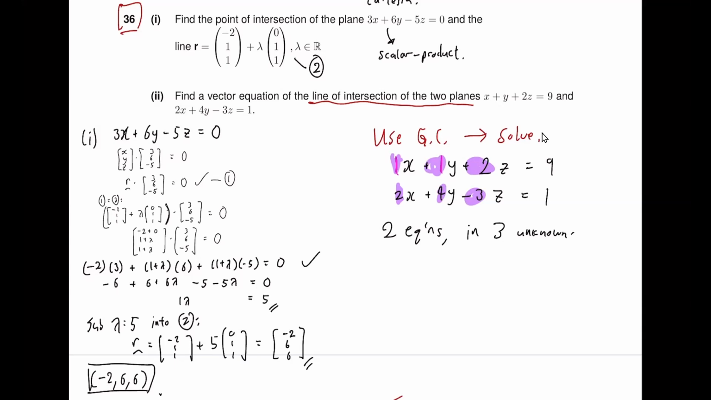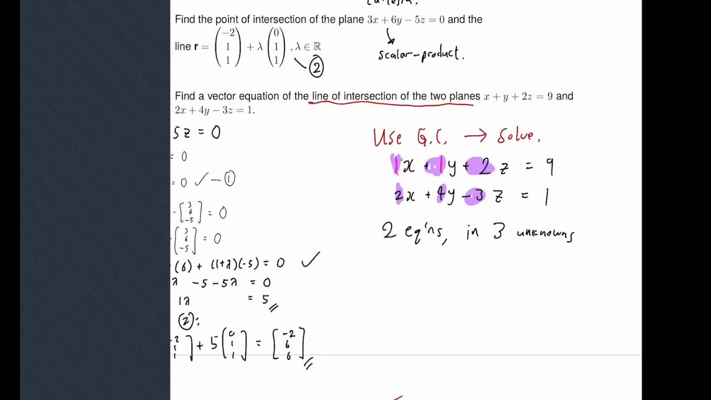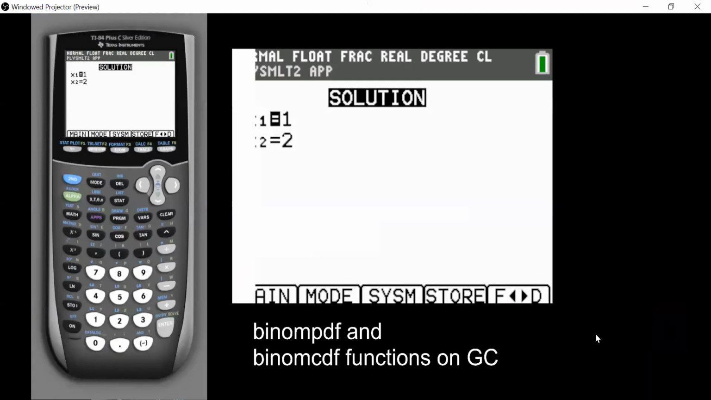So you go to your GC. Let me just change to my GC real quick. Hold on a second. Okay. And then I right click, and then I share this screen. Is it clear? Yeah, can see.